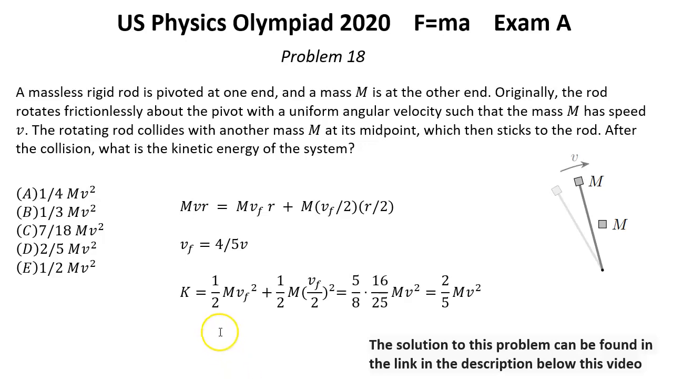That will be kinetic energy for the first mass, which is 1/2 m v final square, plus kinetic energy for another mass, which is 1/2 m (v final over 2) square. And finally that's equal to 2 over 5 m v square, which is answer D, and that was solution for problem number 18.